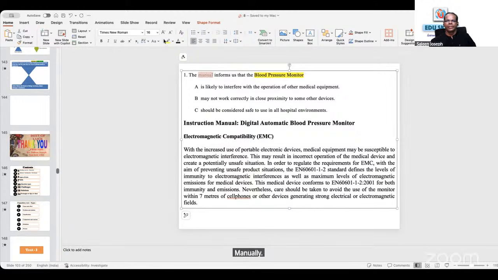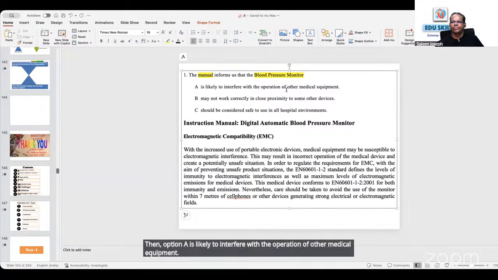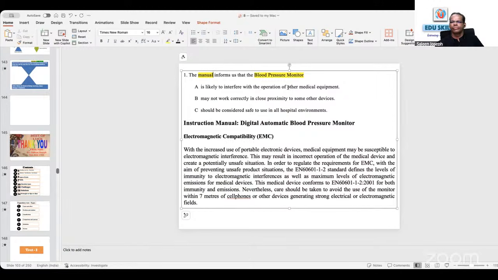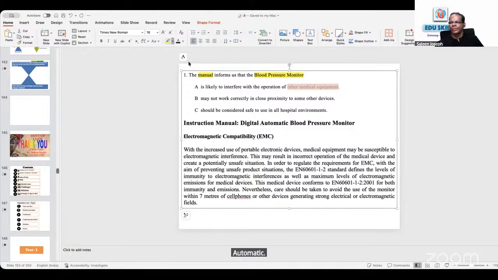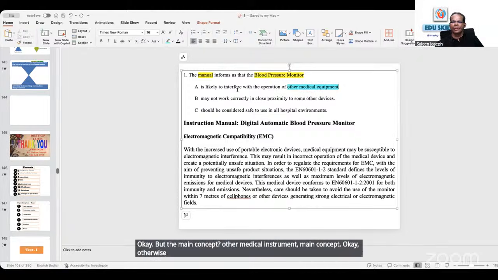Then option A is likely to interfere with the operation of other medical equipment. Interfere with other medical equipment. The main concept is other medical instrument. Otherwise, interference, all those differentiating things, you can highlight, no problem.